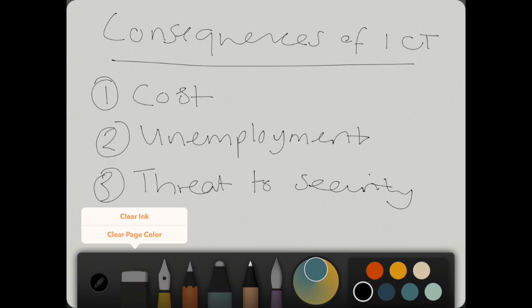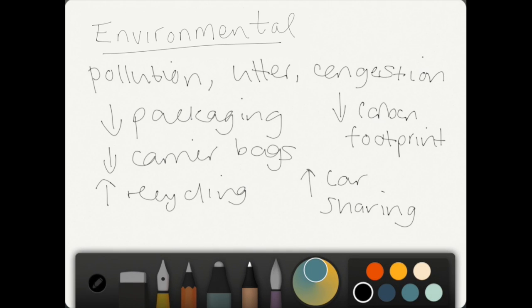Okay, next we're going to move on to environmental factors. So we've looked at factors like the competition, we've looked at the change in use of ICT, and now I'm going to do environmental, with this great handwriting that I've got here.